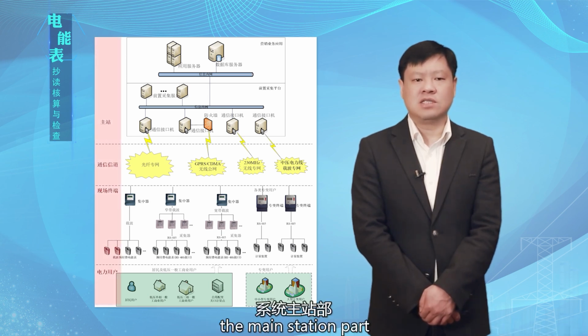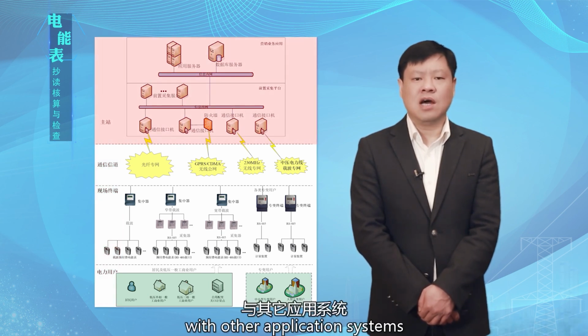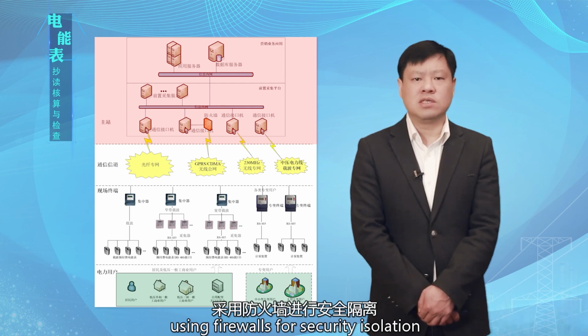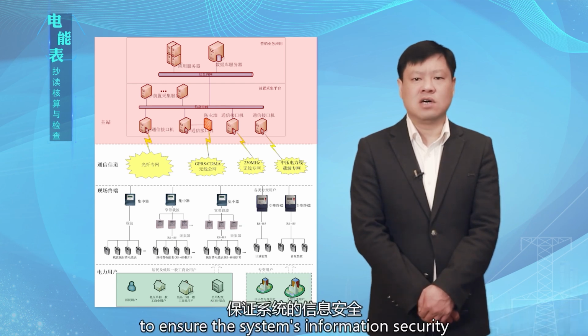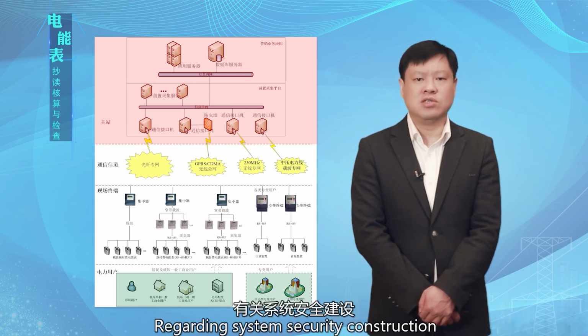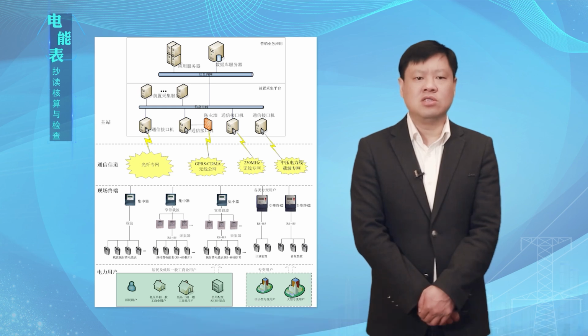Among them, the main station part forms an independent network with other application systems and public communication channels, using fibers for security isolation to ensure the system's information security. Regarding system security construction, it follows the security protection technical specification.